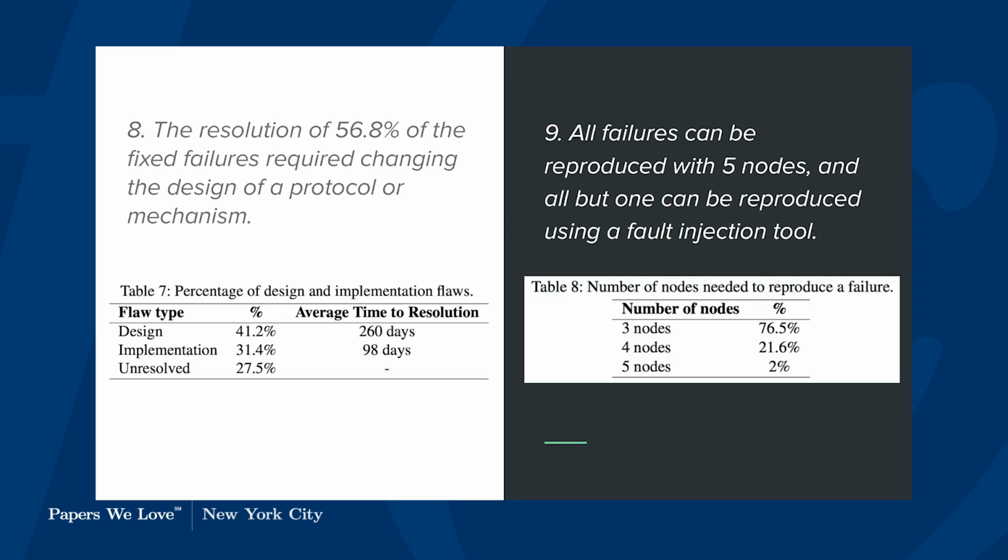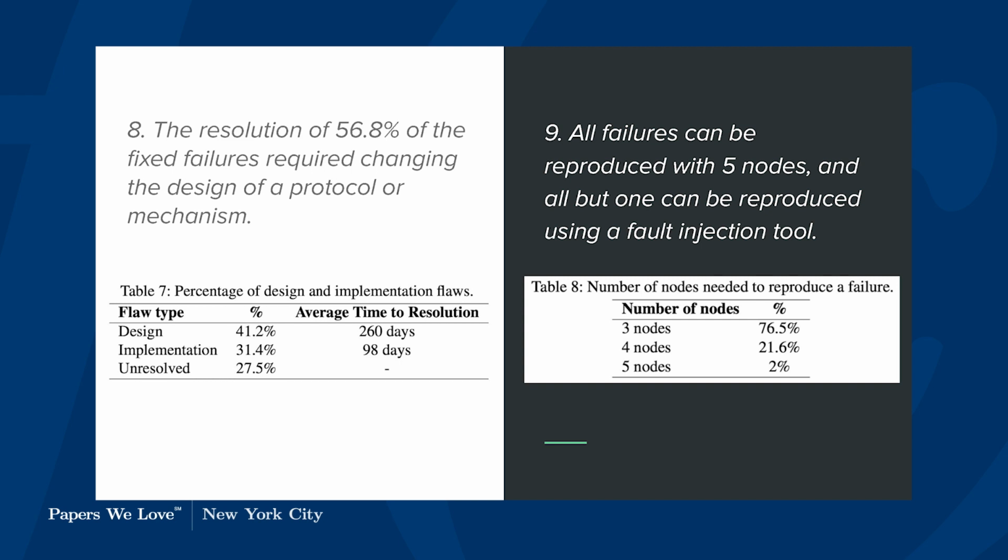The resolution of 57% of the failures required changing the design of a protocol or a mechanism. And again, now it's even worse for partial network partitions. Design issues now took more than 7 months, right? 8 times 3 is 24. Yeah, more than 8 months, less than 9 months to resolve. Implementation issues now take more than 3 months to resolve. And again, there are still 25% of the issues that remain unresolved.